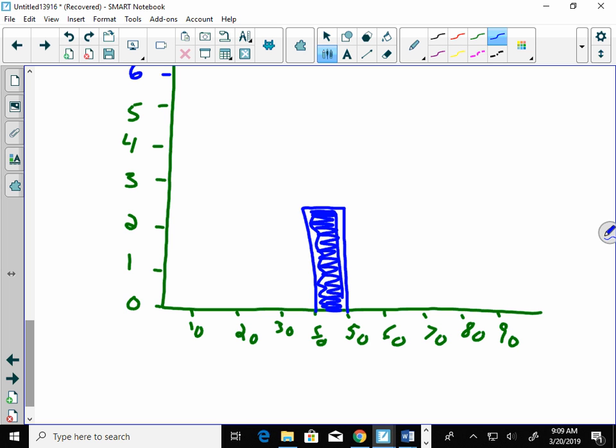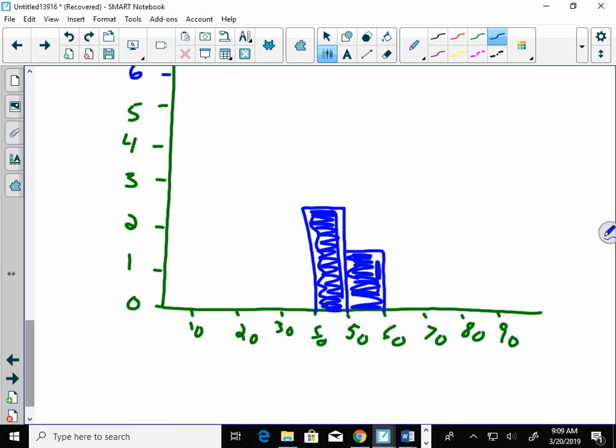Okay. Now, how many people scored between a 50 and a 59? 2. That's here. See how I don't have a gap between the bars? They're all smushed together quite nicely.